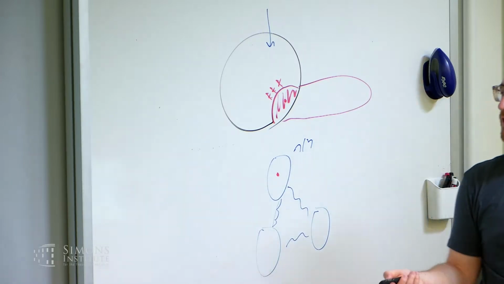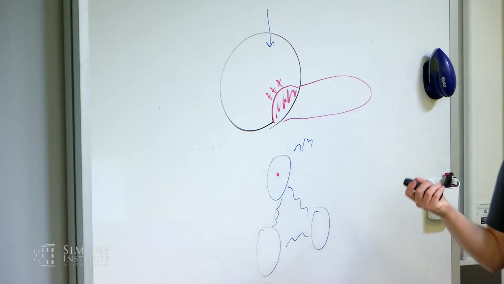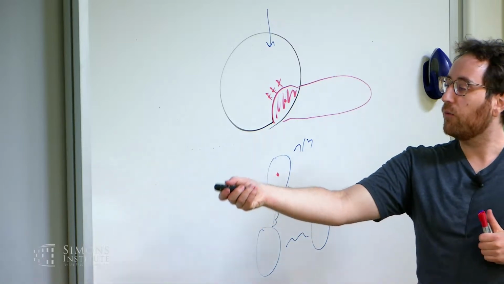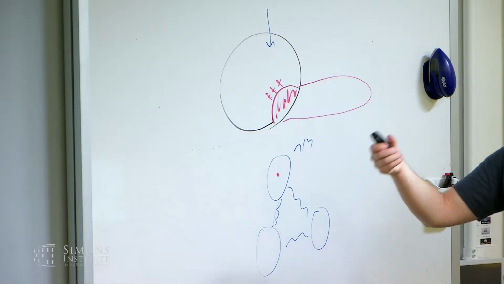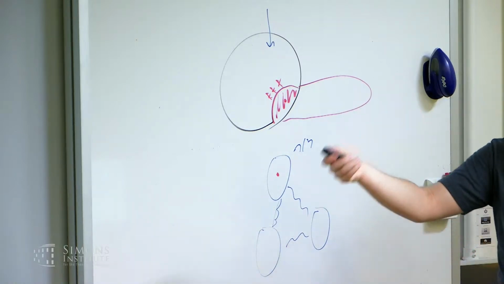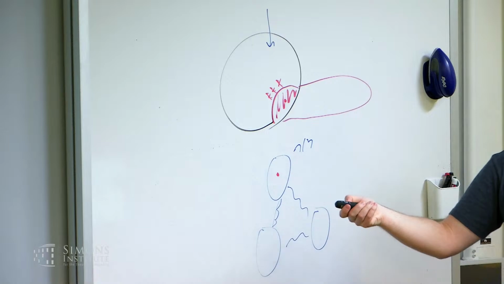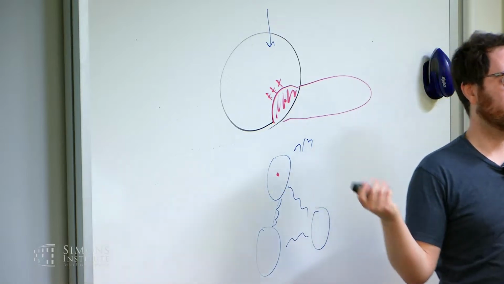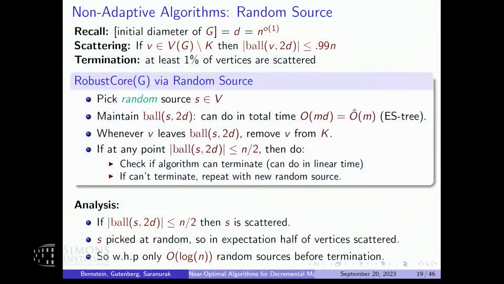And the analysis exploits the fact that this source is random. What we can say for sure is that you had to restart because your ball around S wasn't big enough, so S is scattered, but S was picked randomly. So if S is scattered, that means in expectation, half the vertices are scattered. So in expectation, you're allowed to stop when half the vertices are scattered. And with high probability, you can stop after log n of these random sources. Picking a single random source and maintaining a ball around it is efficient using classic Even-Shiloach tree, and you only have to do this a few times because you pick the sources at random.